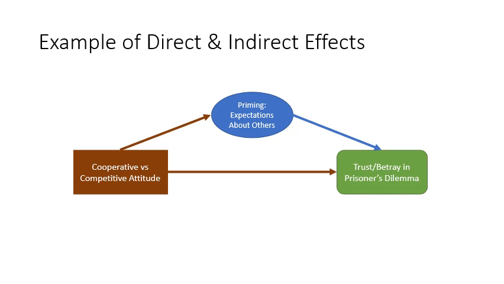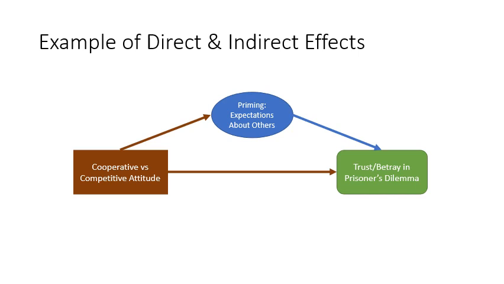It turns out that people with a competitive attitude are not much affected by priming, and they act in the same way as they would otherwise in the prisoner's dilemma. But the people with a cooperative attitude are very much influenced by priming because they think about how the other party will behave. They like to cooperate if the other party cooperates, but they will also betray if the other party is not cooperative. So the priming sets their expectations about others and changes their behavior.